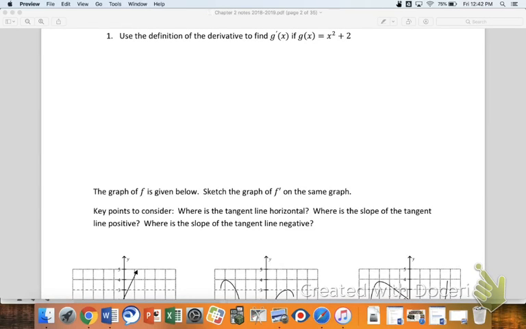If you're not already there, go ahead and get there. We're going to look at this section in our notes. We'll just do this page, and this will be just fine.